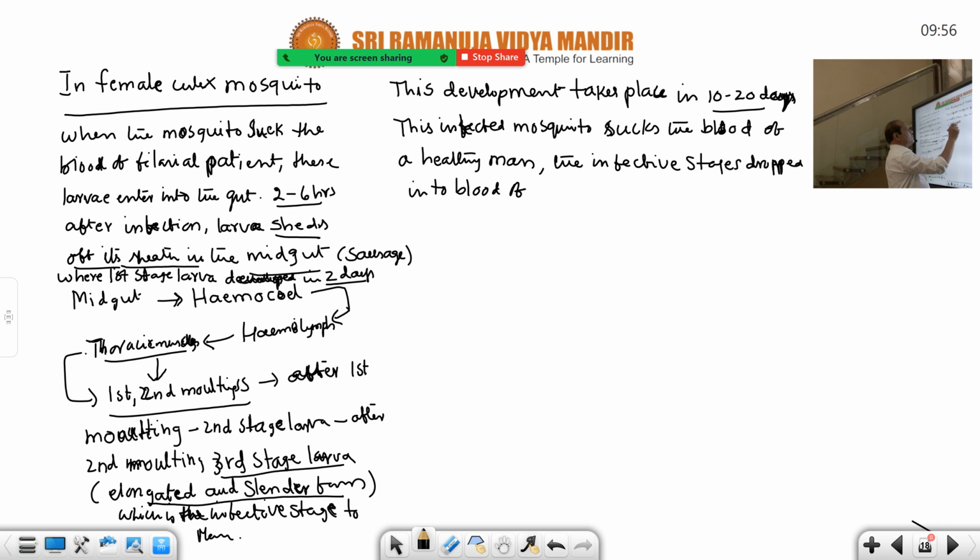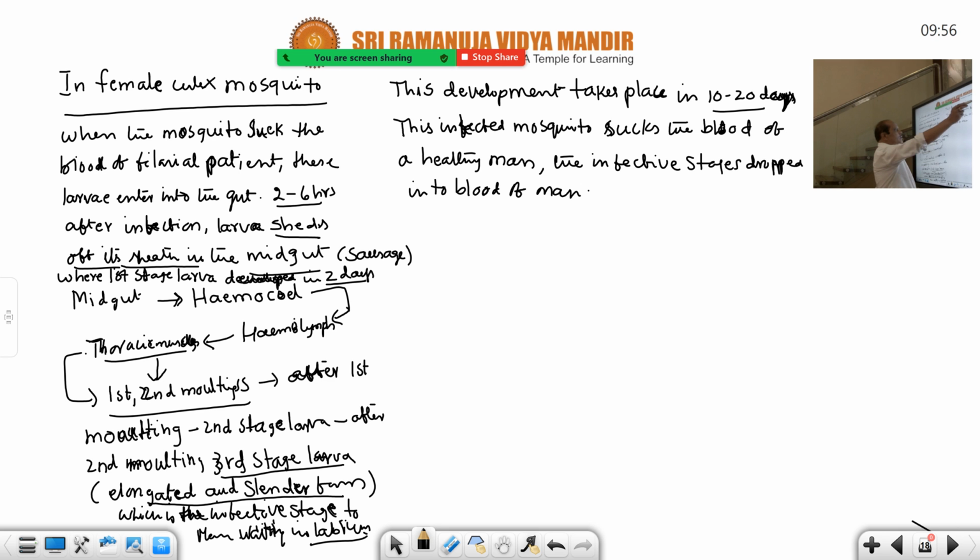Till the mosquito sucks the blood of man, where do these infective stages occur? The infective stage to man is waiting for the main host, waiting in the labium. Labium is a mouth part, the lower lip of the mosquito. Should not forget to mention the labium. Till the man is available for sucking the blood, these third stage larval forms are awaiting in the labium for the main host.